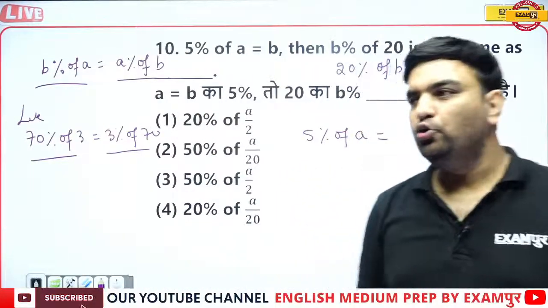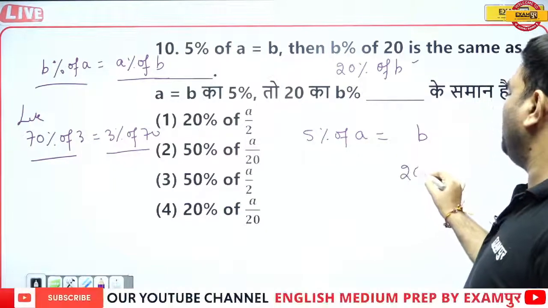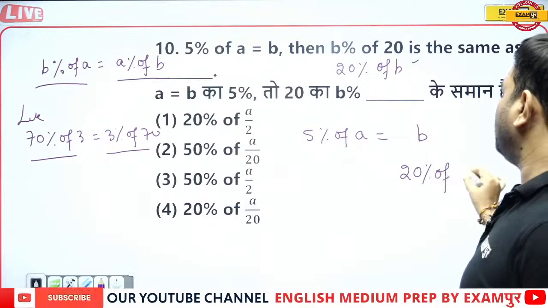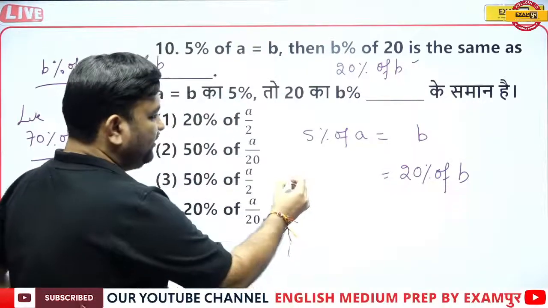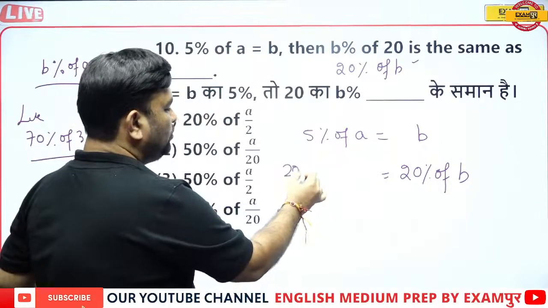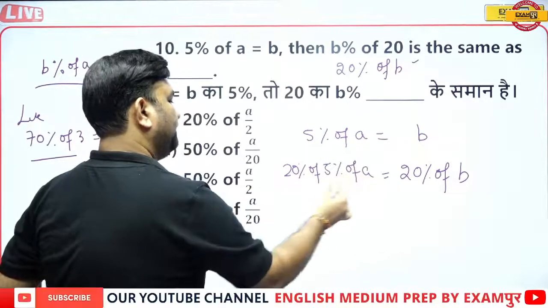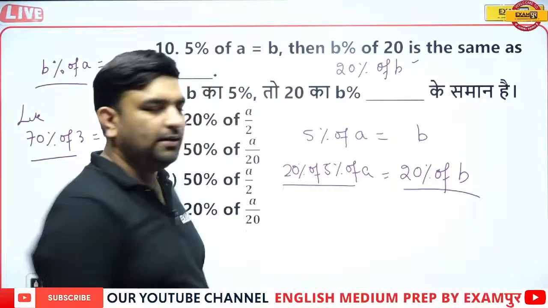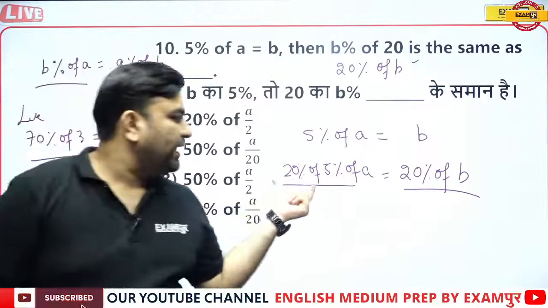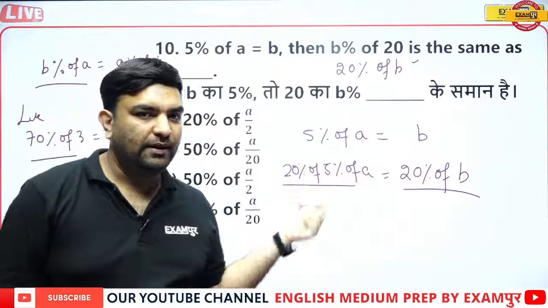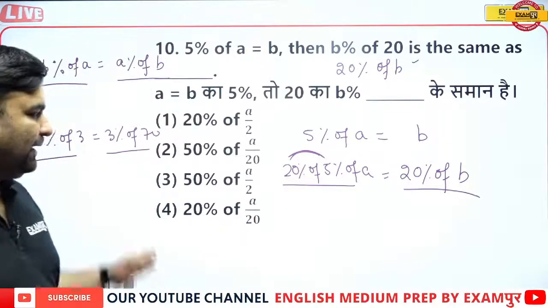I want you to find out 20% of B. So take 20% on both sides. So 20% of B is equal to 20% of 5% of A. Take 20% on both sides, it will return to this. Now, you can take them in a multiplication, guys.